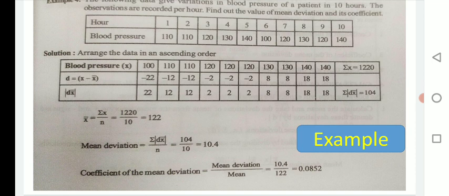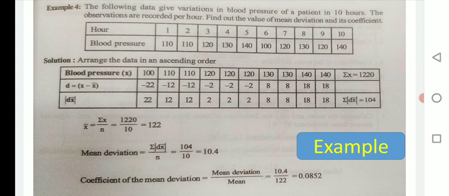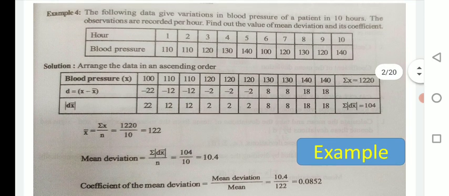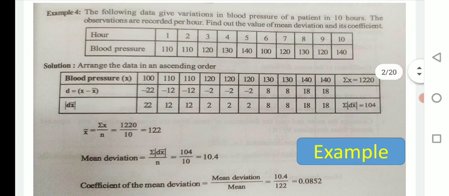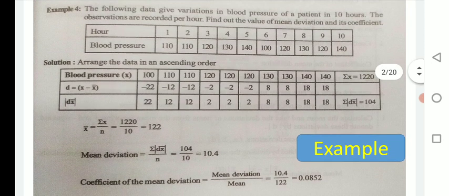Okay. Then next we have to find dx. Here the values in the second row and third row are similar, except the symbols are eliminated. Whatever the symbol, minus or plus, it is eliminated and the value is simply written. So dx is 22, 12, 12, 2, 2, 8, 18, 18, and in the last it is summed up.